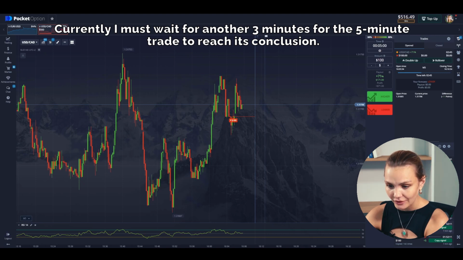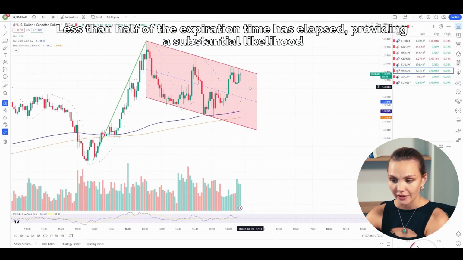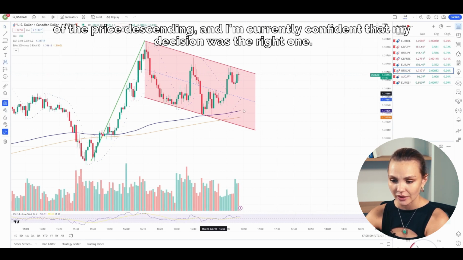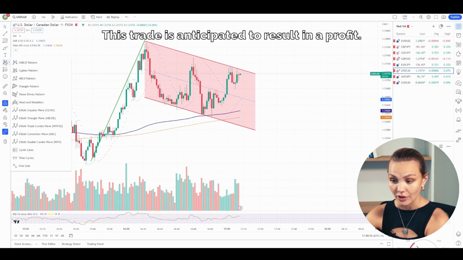Currently, I must wait for another 3 minutes for the 5-minute trade to reach its conclusion. Less than half of the expiration time has elapsed, providing a substantial likelihood of the price descending, and I'm currently confident that my decision was the right one. This trade is anticipated to result in a profit.